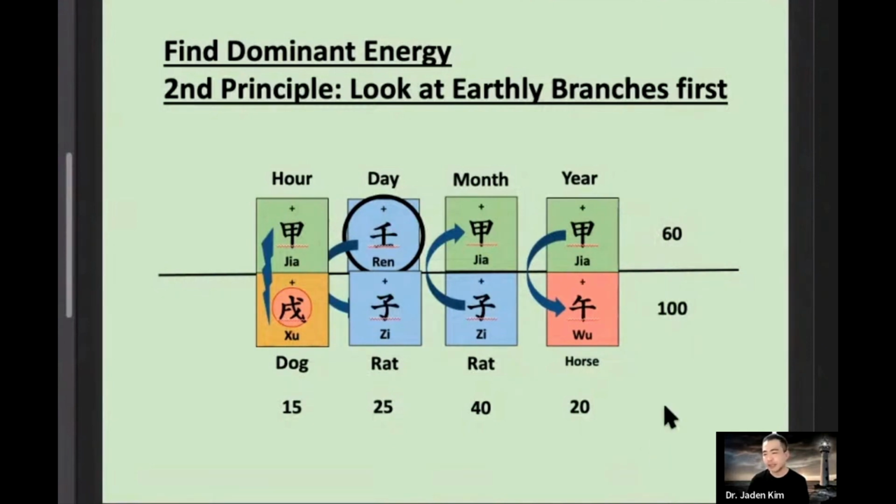I'll say maybe 60, comparing with the earthly branches. I know my teacher doesn't like this way, but I will do it like that. Now I lost. No, it's not. This should be 15, right? Around those portions.